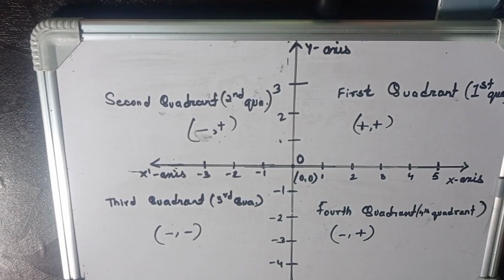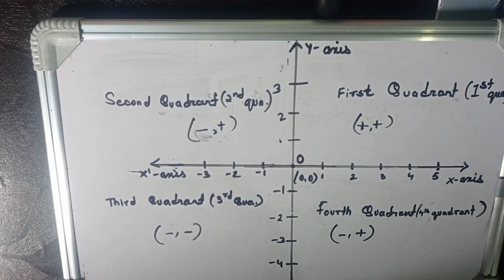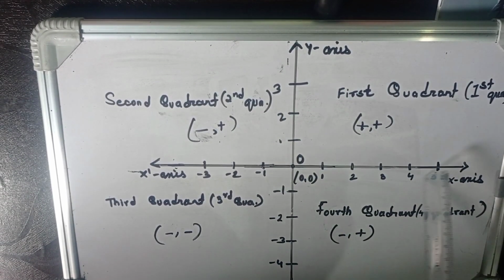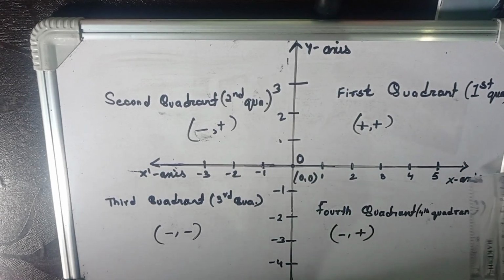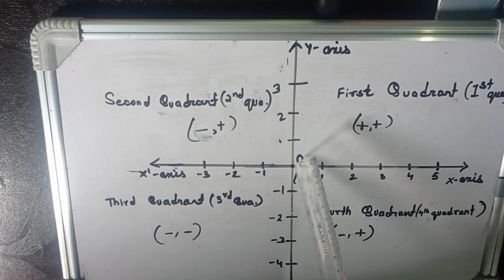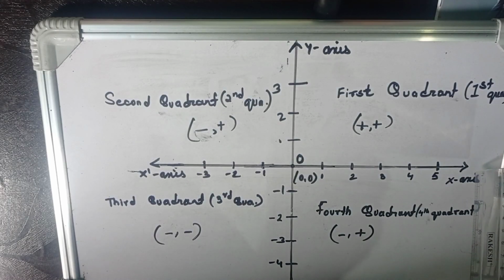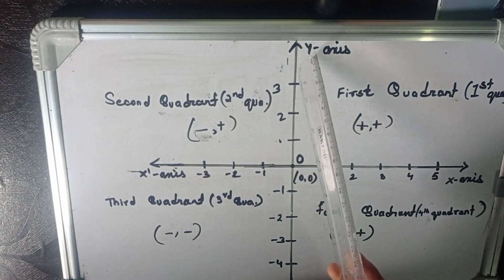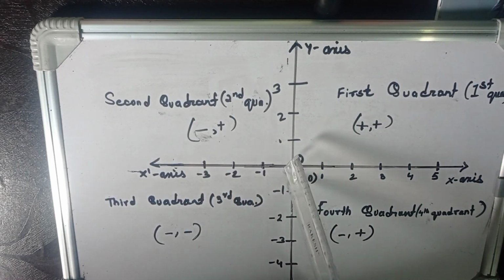So this is a graph. We have already learned in class 9: this is the x-axis, this is the y-axis. From the origin, the x-axis goes positive infinitely, likewise here the y-axis also goes positive, and on the other sides it is negative.